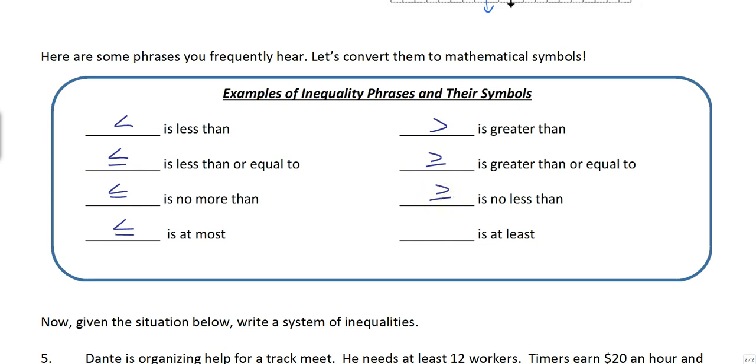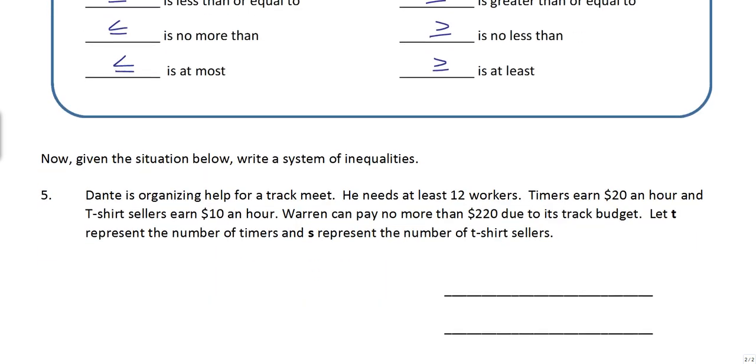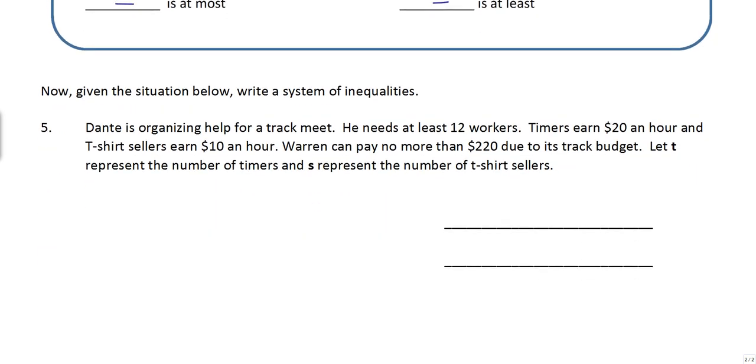But another way to say greater than is no less than. No less than means it can't be any less than that number. So it has to be more than that number or equal to. Same with at least. At least that number means it's got to be more than that number or equal to it. So we're not going to do any solving on this word problem. We are just going to write the equations.